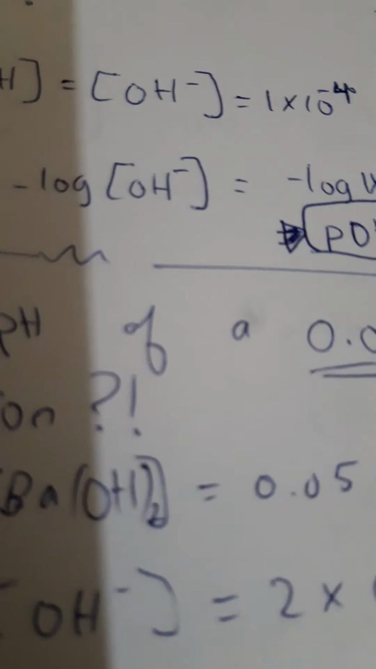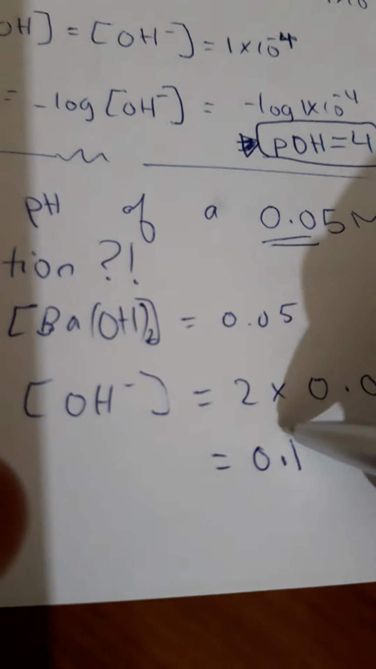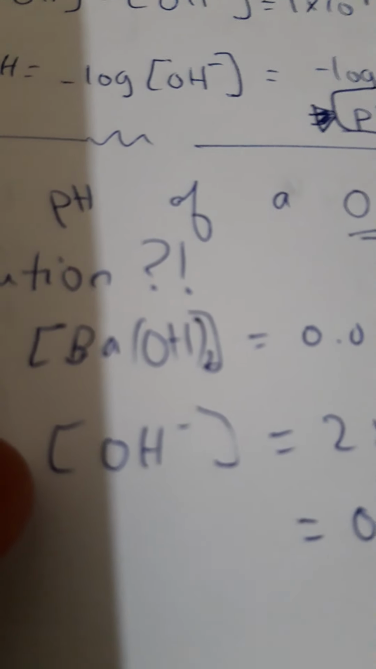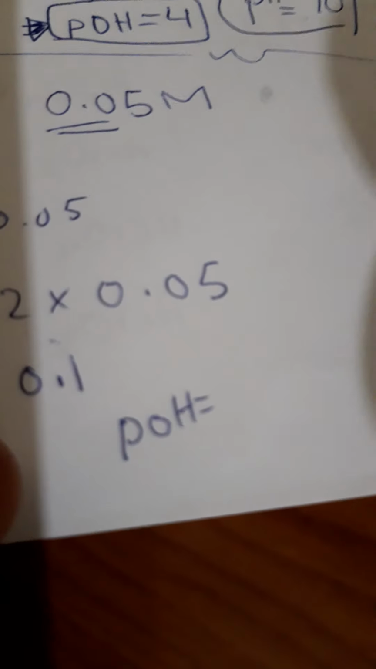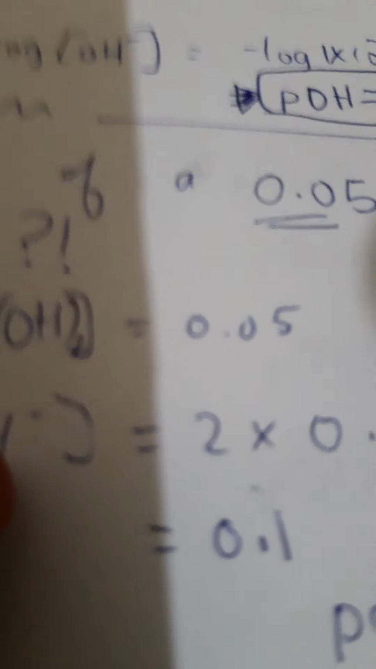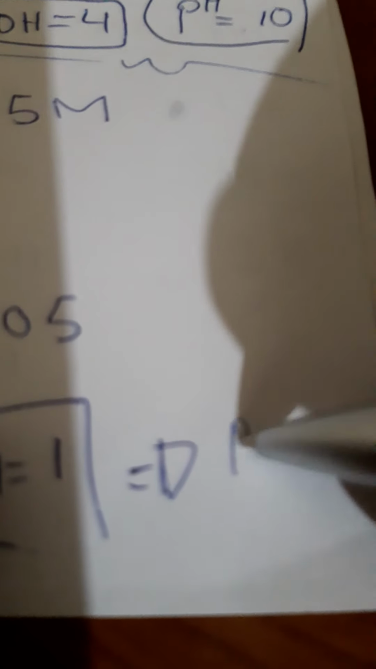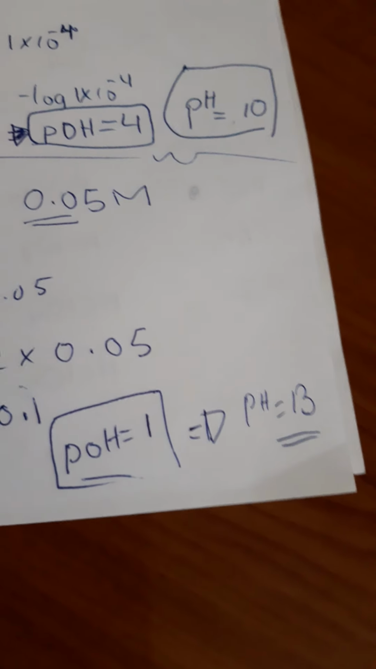So 2 times 0.05 equals 0.1. So this is the concentration of OH minus. If you calculate pOH using negative logarithm concentration of hydroxide ion, then you will find that pOH equals 1. And to solve the question which asks about pH, all you have to do is 14 minus 1 to have pH equals 13. That's it for this video. Strong acids, strong bases, how to find pH values.